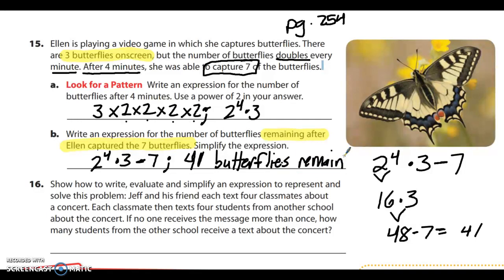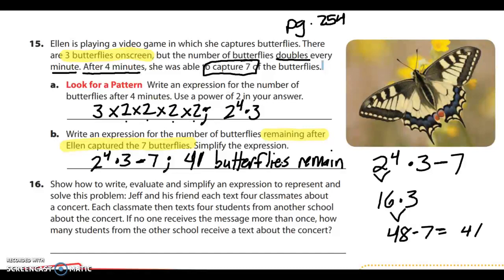All right, let's check out number 16. 16 reads, show how to write, evaluate, and simplify an expression to represent and solve this problem. Jeff and his friend each text 4 classmates about a concert. Each classmate then texts 4 students from another school about the concert. If no one receives the message more than once, how many students from the other school received a text about the concert? Well, let's start at the beginning.